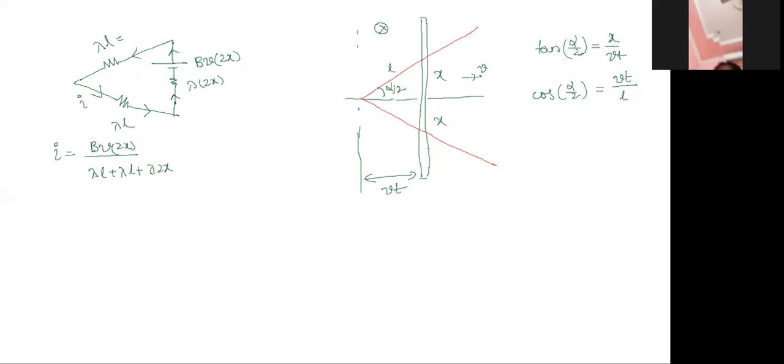Find the EMF induced between P and Q. It is rotated about A. The ring is rotated about A with constant angular velocity omega. R is the radius.